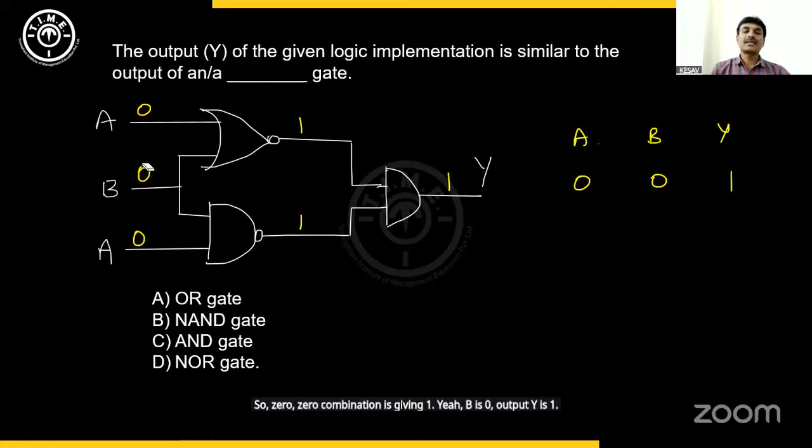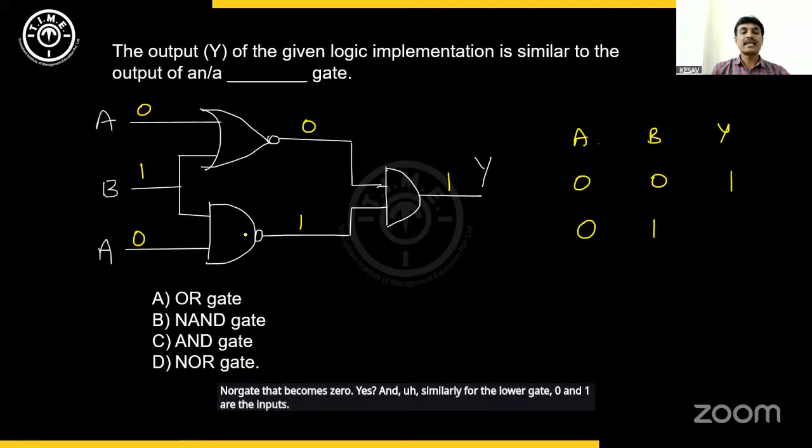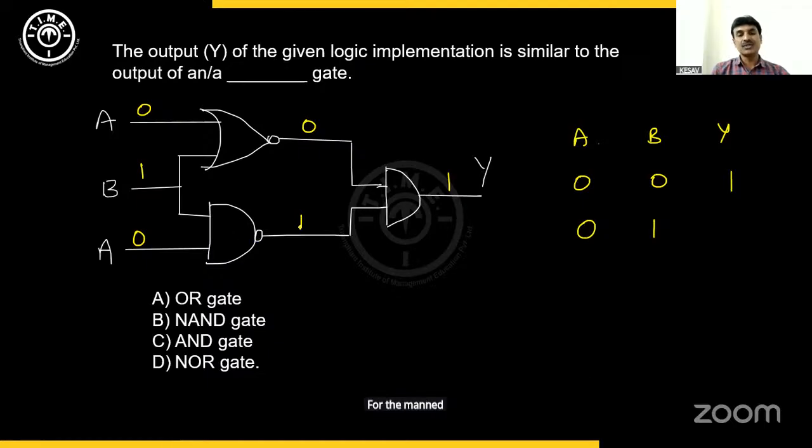Now, let's try with 0, 1 combination. 0 and B is 1. When 0 and 1 are the inputs for the NOR gate, that becomes 0. Yes. And similarly for the lower gate, 0 and 1 are the inputs for the NAND gate, that gives you 1. So 0, 1 are the inputs for the last AND gate. AND gate gives you 0.